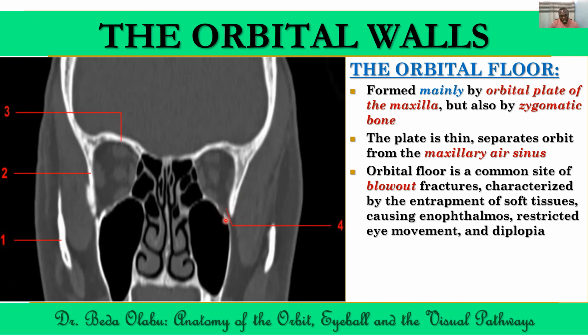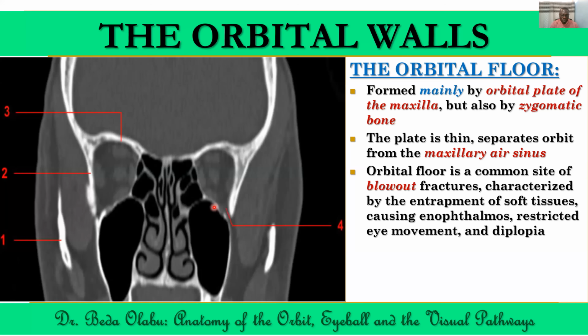Now, this bone here is usually also thin. And so when there is pressure in the orbit, this bone can actually be fractured. We call this one blowout fractures. When there's a blowout fracture, it's characterized by entrapment of soft tissues within the floor of the orbit. Could be muscles, could be nerves, could be blood vessels. And as a result of this, there'll be restricted movement of the eye because muscles have been trapped.